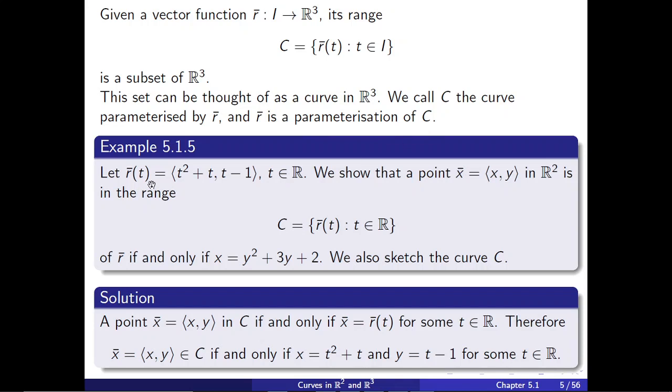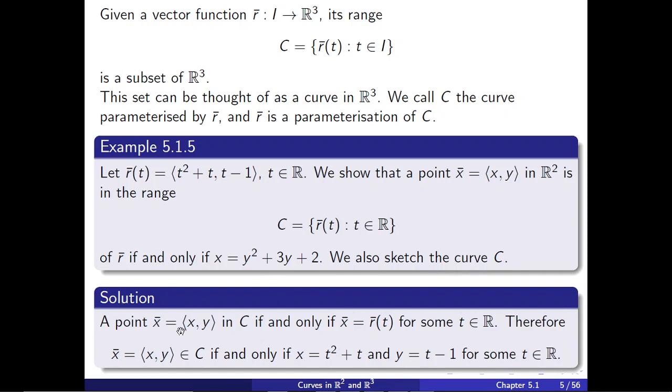Now let r of t be equal to t squared plus t minus 1, where t is a real number, and we are going to show that x is in the range C of r if and only if x is equal to y squared plus 3y plus 2, and we also sketch the curve C.